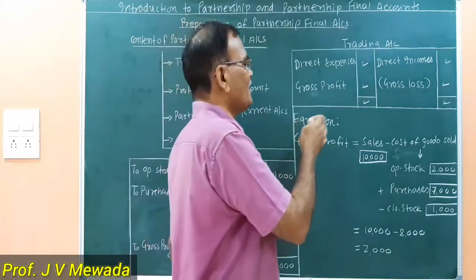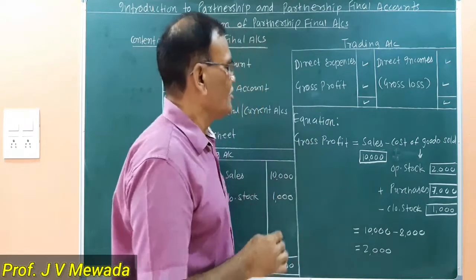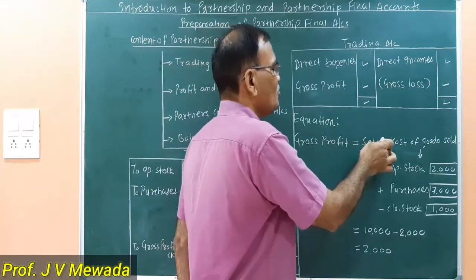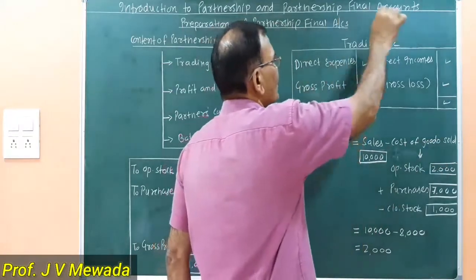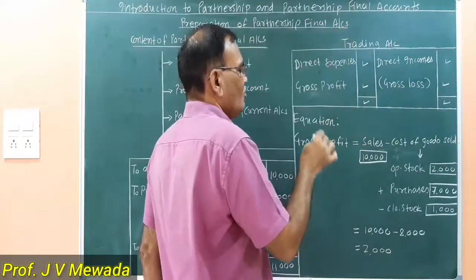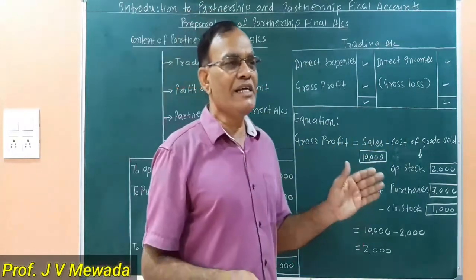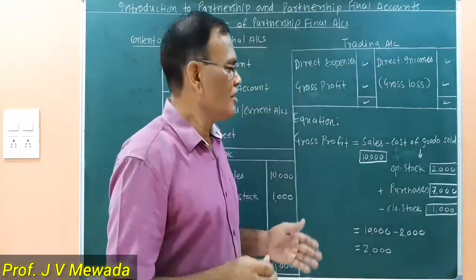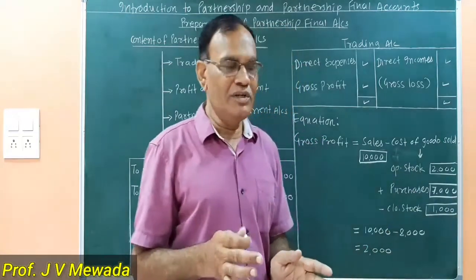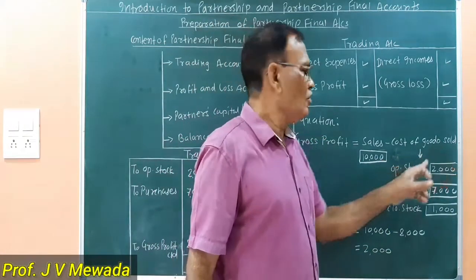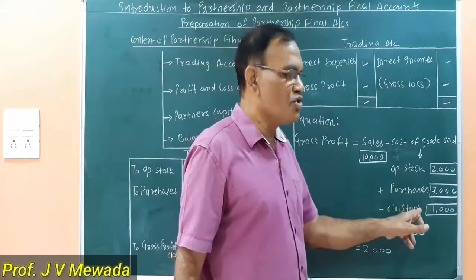Now, let us understand the equation form of the trading account. The formula is: gross profit is equal to sales minus cost of goods sold. This particular formula is incorporated in the trading account. What is the gross profit? Gross profit is sales, here meaning net sales, sales minus sales returns, minus cost of goods sold. Now what do you mean by cost of goods sold? Cost of goods sold means opening stock of goods plus purchase of goods minus closing stock of goods.